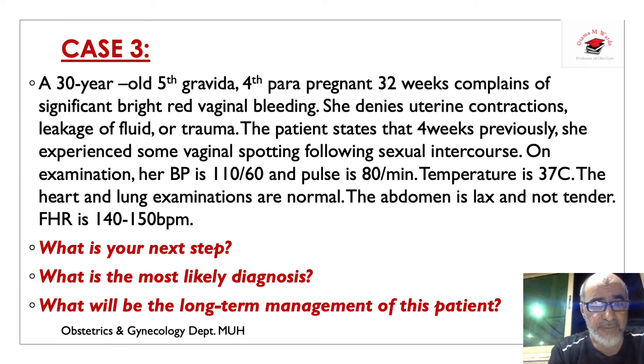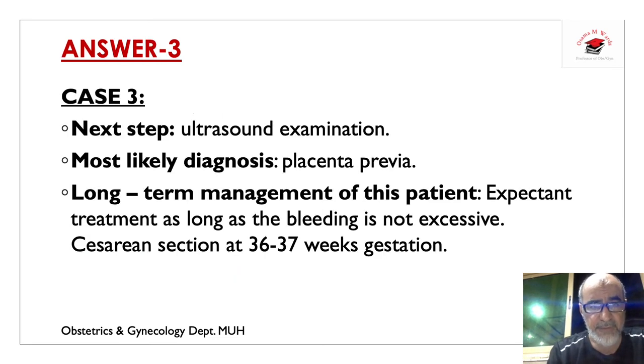What is the most likely diagnosis? Placenta previa. What will be the long-term management of this patient? This patient is 32 weeks. The hemoglobin concentration should be corrected or optimized. According to the type of the placenta, the management is determined. Next step is ultrasound. Most likely diagnosis placenta previa. Long-term expectant treatment as long as bleeding is not excessive. Caesarean section at 36 to 37 weeks if indicated.